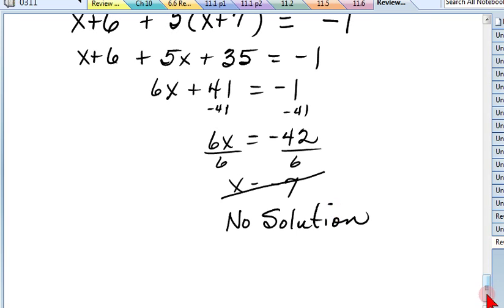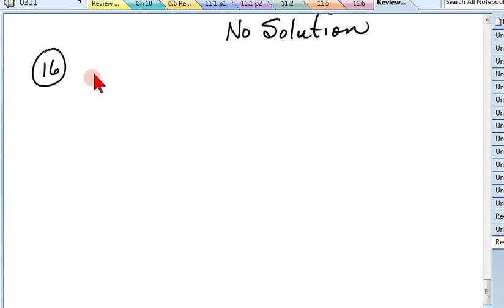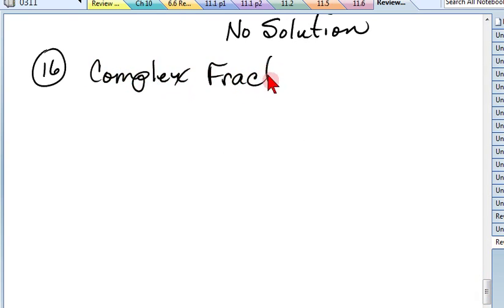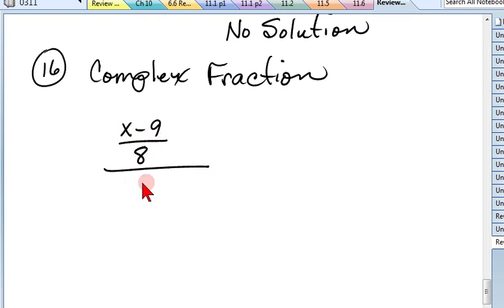Okay, one more from chapter 7, which is 16. It is a complex fraction, and it asks you to simplify x minus 9 over 8 all over x plus 1 over x. I don't know how well you recall this lesson. There were two types of problems. There was the type that had single fraction over single fraction, and I called it type 1. Then there was the kind that had sums and differences of fractions. That was type 2. Well, this is type 1.